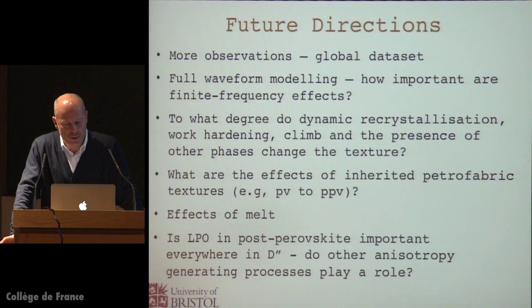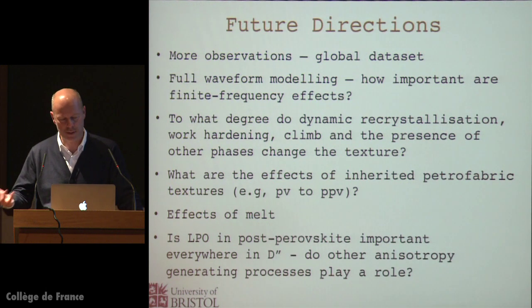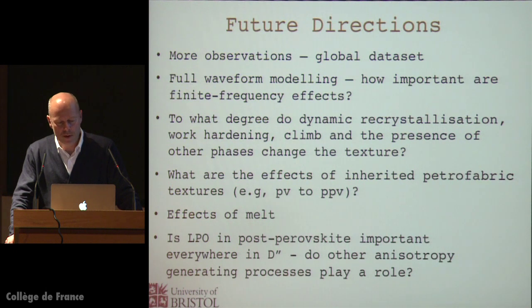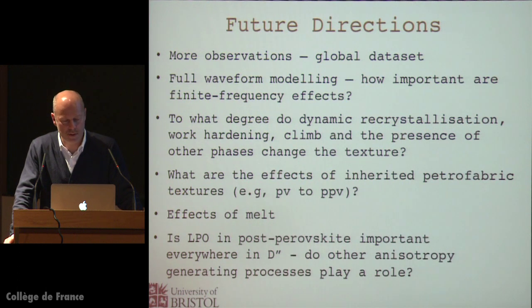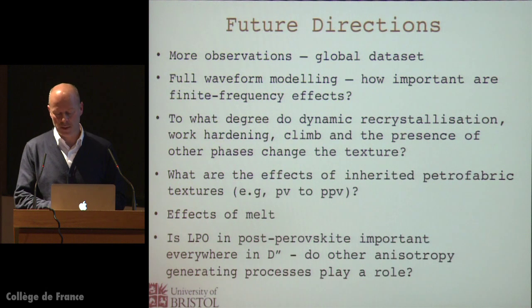Something I've been interested in for a long time is just what are the effects of inherited petrofabric textures? When perovskite goes to post-perovskite, does it lose all its fabric, or does it inherit something? Effects of melt. Melt could explain all the observations we're looking at. We can't rule out preferentially aligned inclusions of melt at this stage. And is LPO in post-perovskite important everywhere in D double prime, and do other anisotropy generating processes play a role?